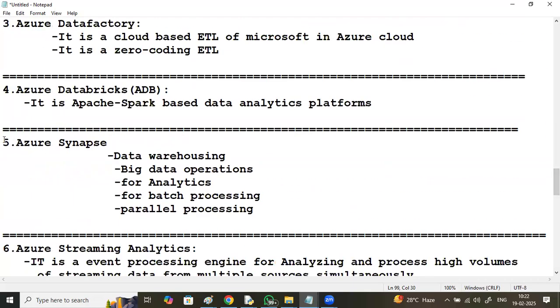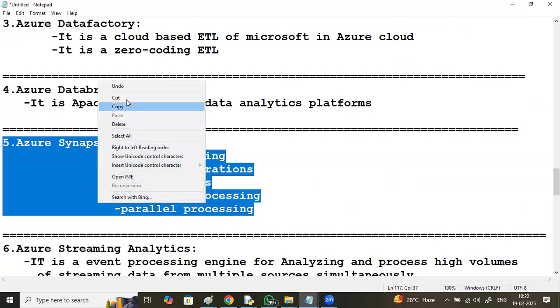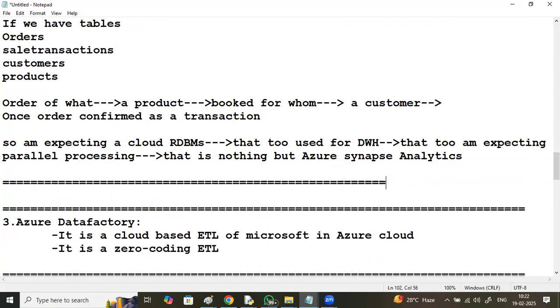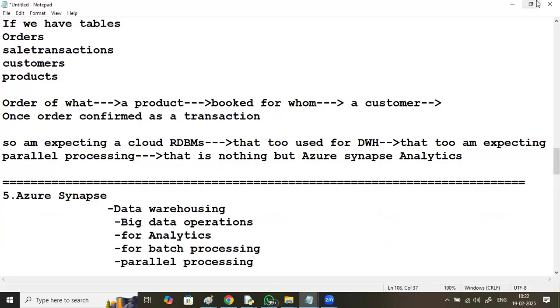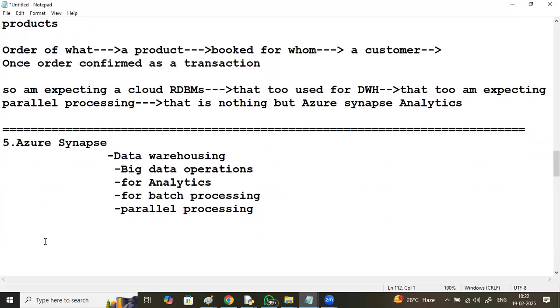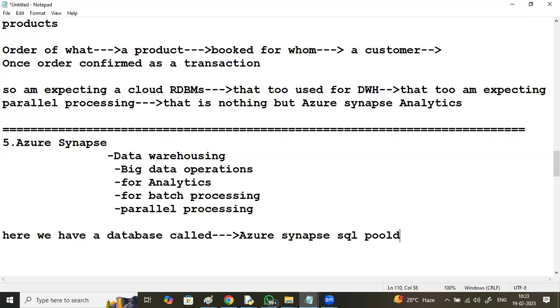I'll go back to this. Yesterday we had a discussion about Azure Synapse. I'll bring it here. For files, we cannot maintain relationships. That's why we are expecting a data warehouse kind of environment. So what is that? Azure Synapse, for data warehousing, for big data operations, for analytics, for batch processing, for parallel processing. Here we have a database called Azure Synapse SQL Pool DB, right? Simply we say Synapse DB.